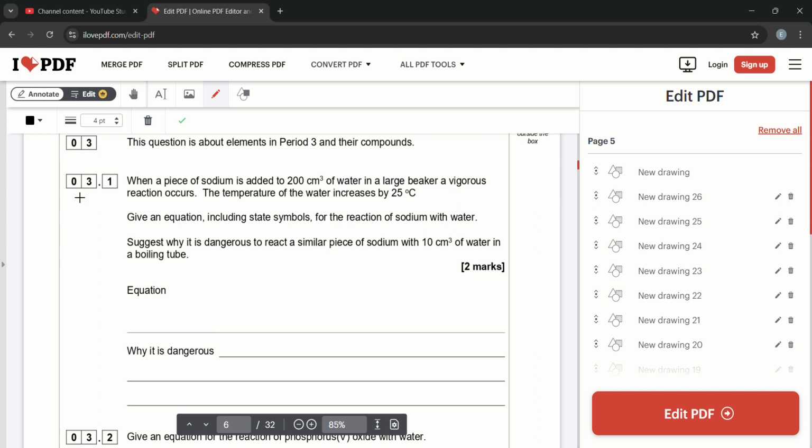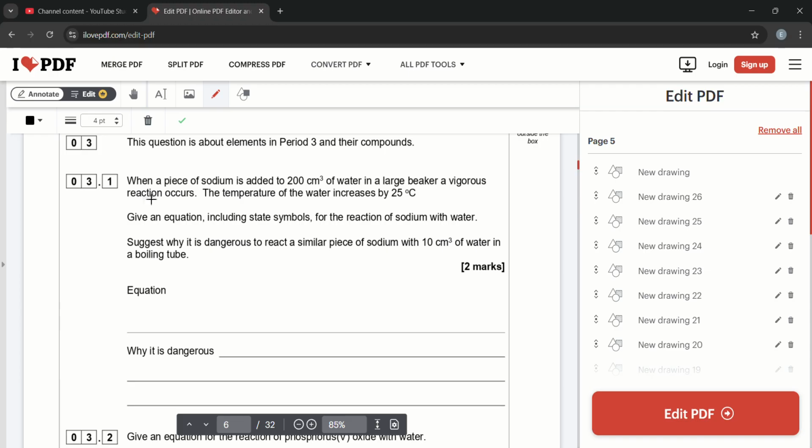Question 3. This question is about elements in period 3 and their compounds. When a piece of sodium is added to 200 centimeters cubed of water in a large beaker, a vigorous reaction occurs. The temperature of the water increases by 25 degrees Celsius. Give an equation including state symbols for the reaction of sodium with water.